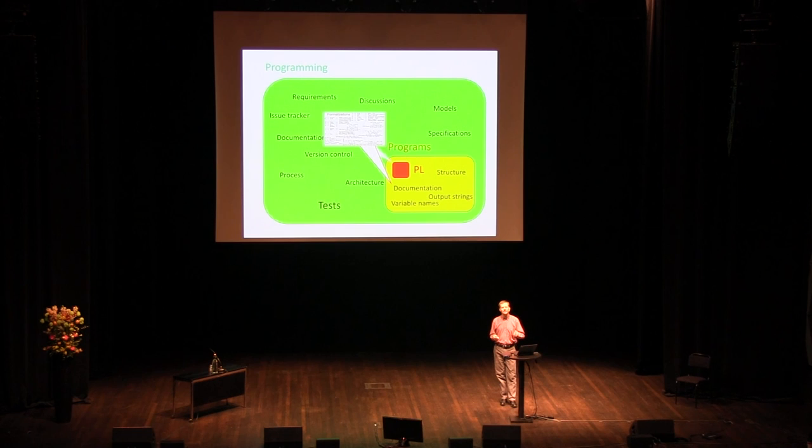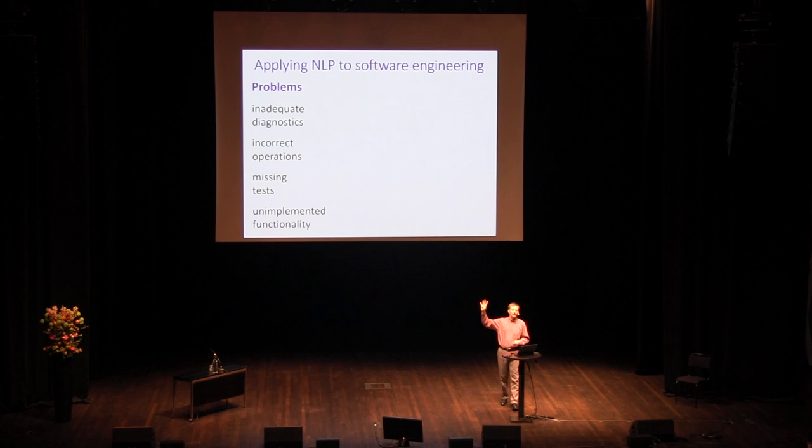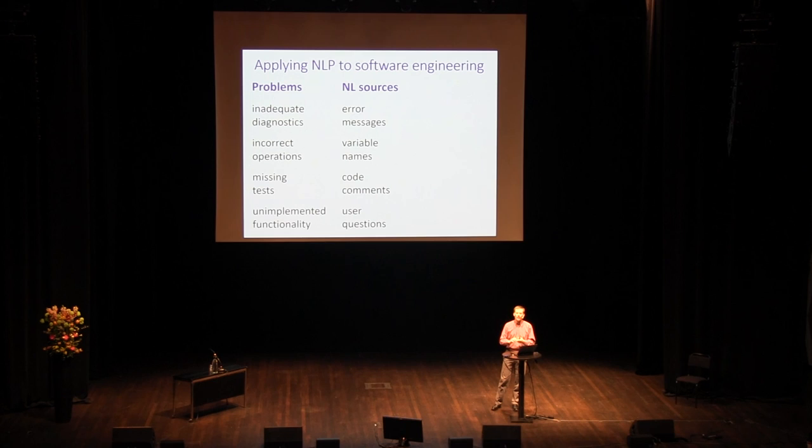So in particular, I'm going to talk about four different problems. One problem is when the diagnostic messages that are output by your software are inadequate. Another problem is when there's a bug, when there are incorrect operations. Another is when you haven't written enough tests. And a final one is when there's just code that isn't implemented and you need that. So in each case, we're going to take some natural language that the programmer has written and try to use that. So there are four different sources of natural language. One is the error messages in the program. Another is the variable names. Another is code comments. And the final one is user questions.